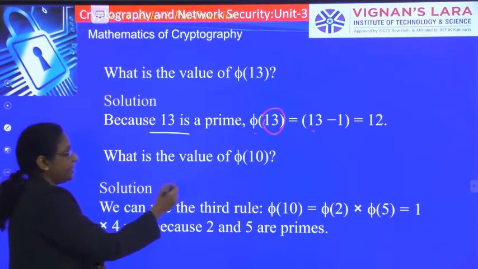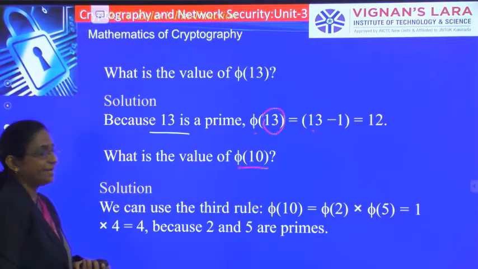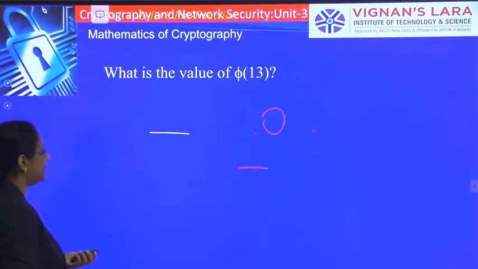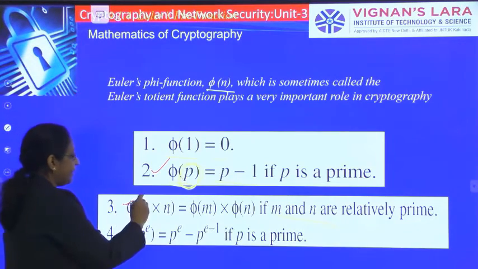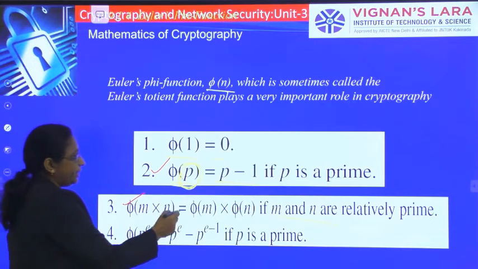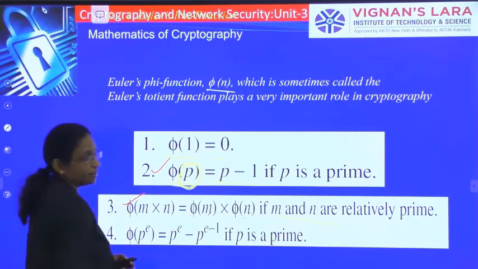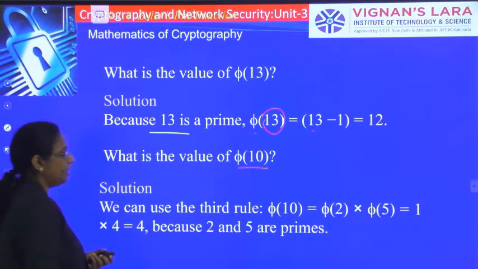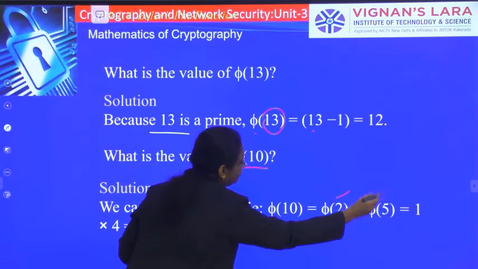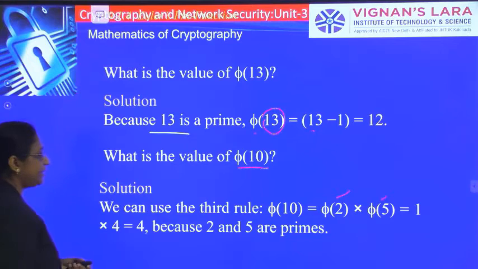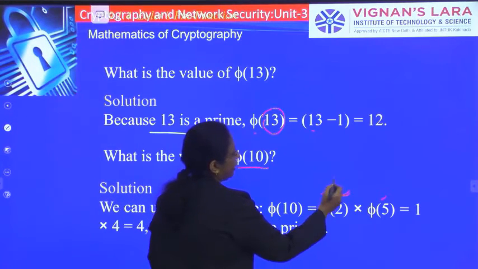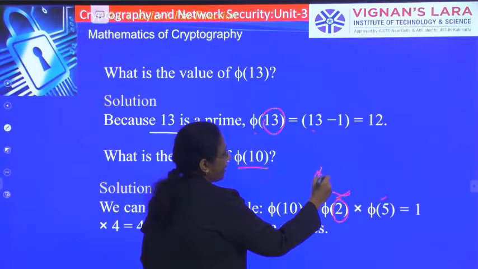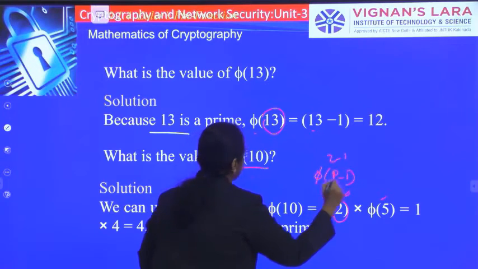Similarly, what is the value for phi 10? Here 10 can be written as 2 into 5. This comes under your third condition, m into n. When it is m into n, you say phi of m into phi of n. That is the case here also, since 2 and 5 are relatively prime. So you say phi of 2. What is phi of 2? Since 2 is prime, phi of p is p minus 1, that is 2 minus 1.